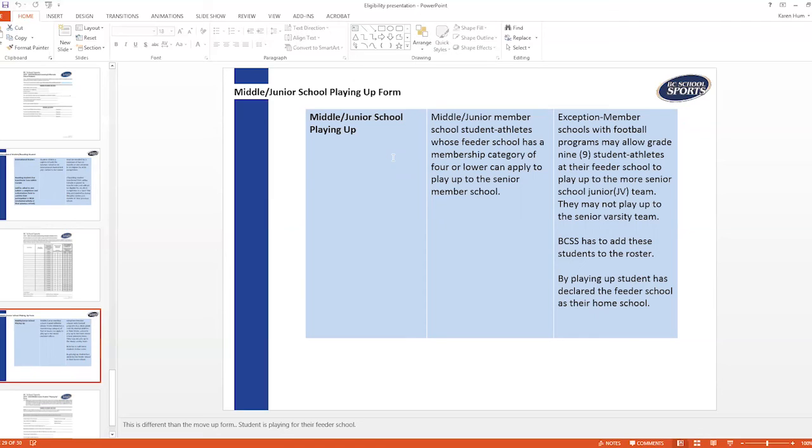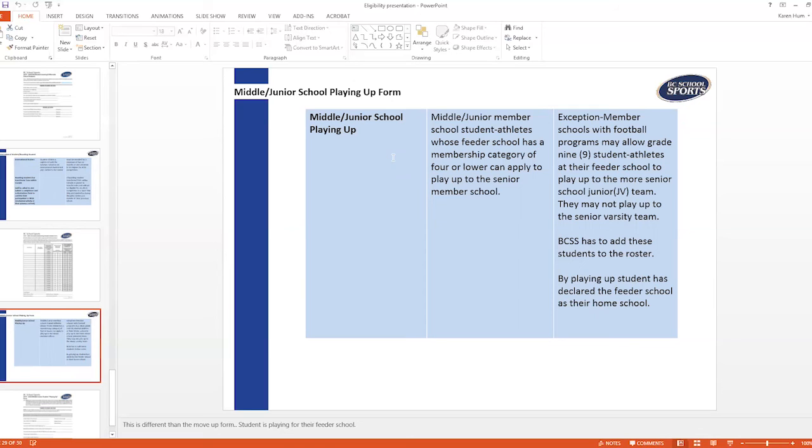I mentioned a student declaring their home school. So this would be a case where this would apply. If a student at the middle school wants to play up on the feeder school senior team, by doing so, they've now committed to that school as their home school for athletics.